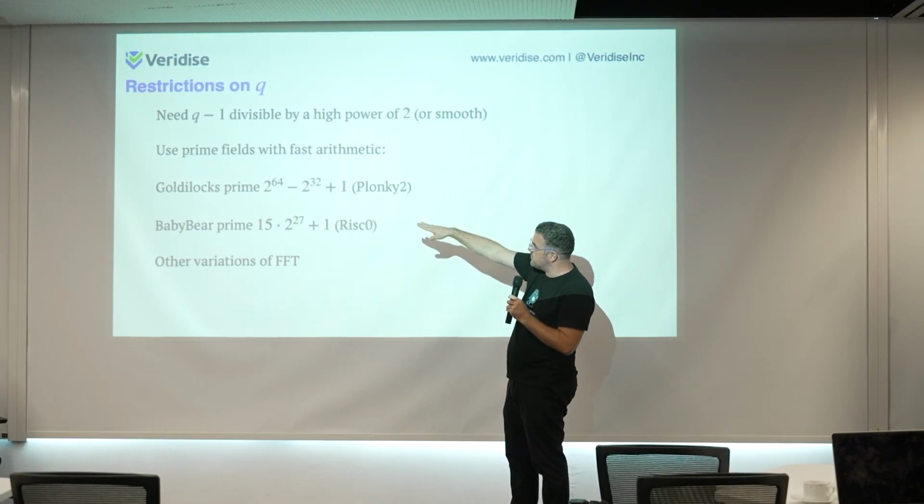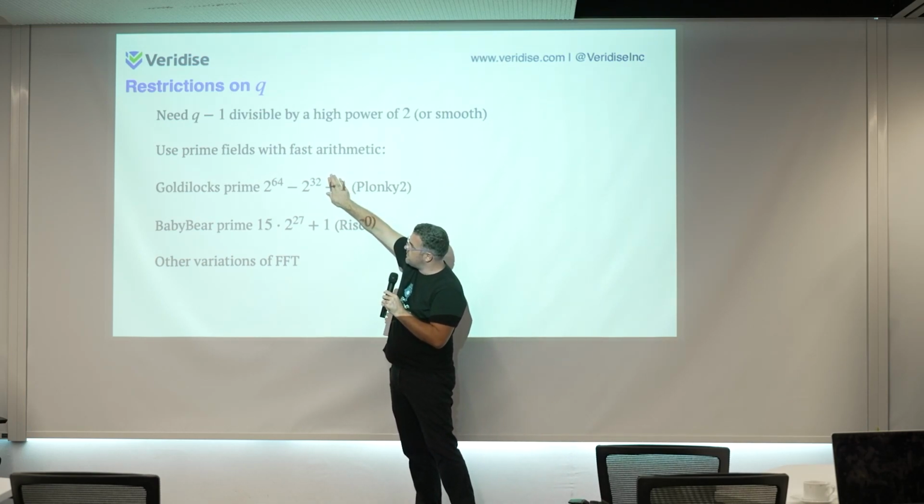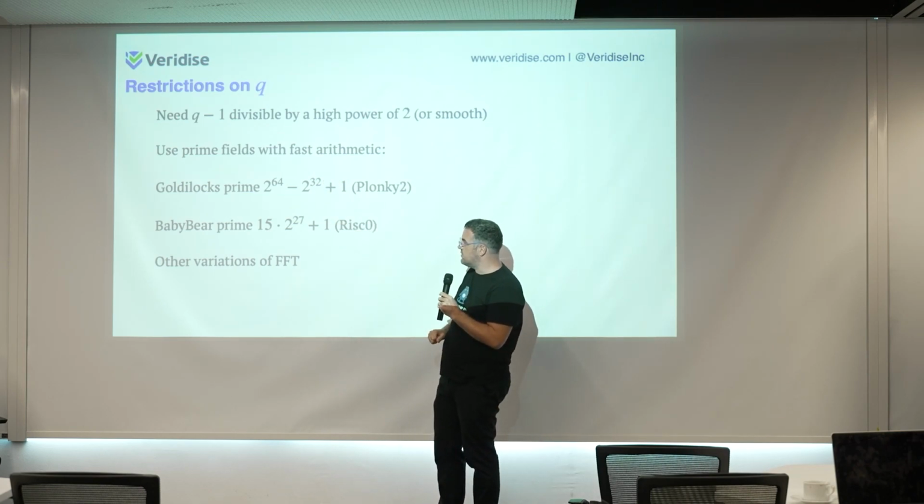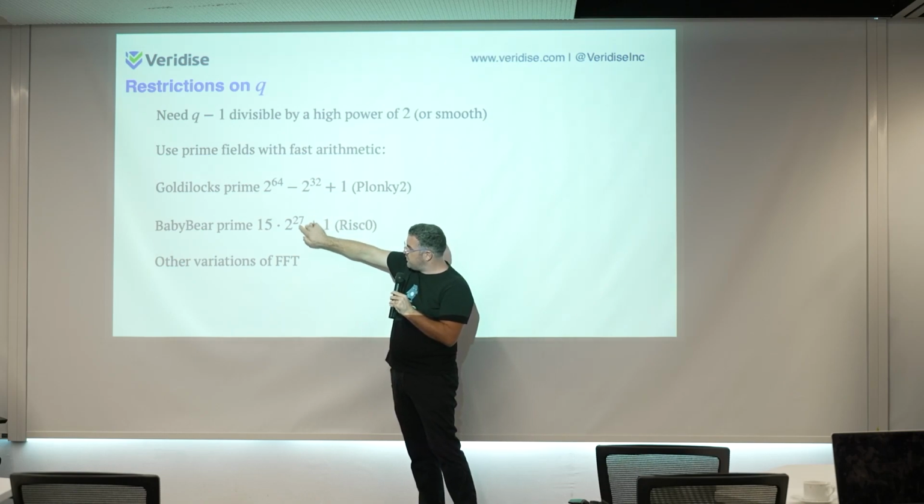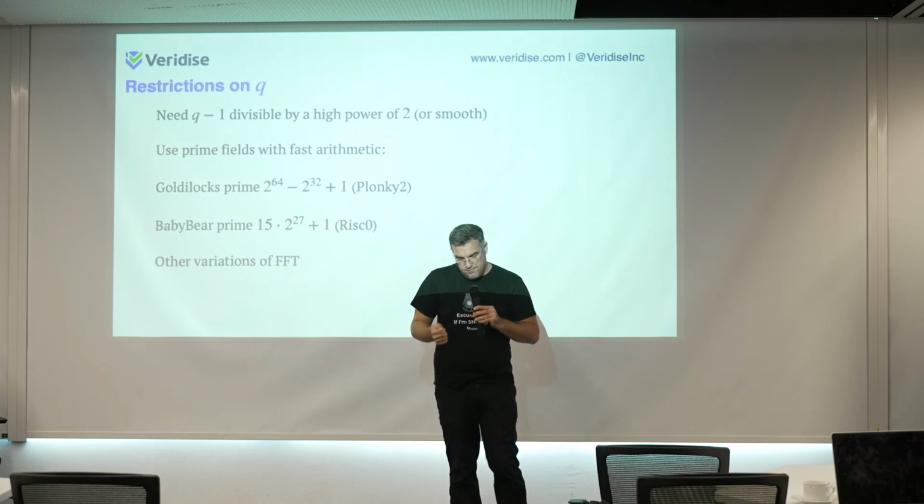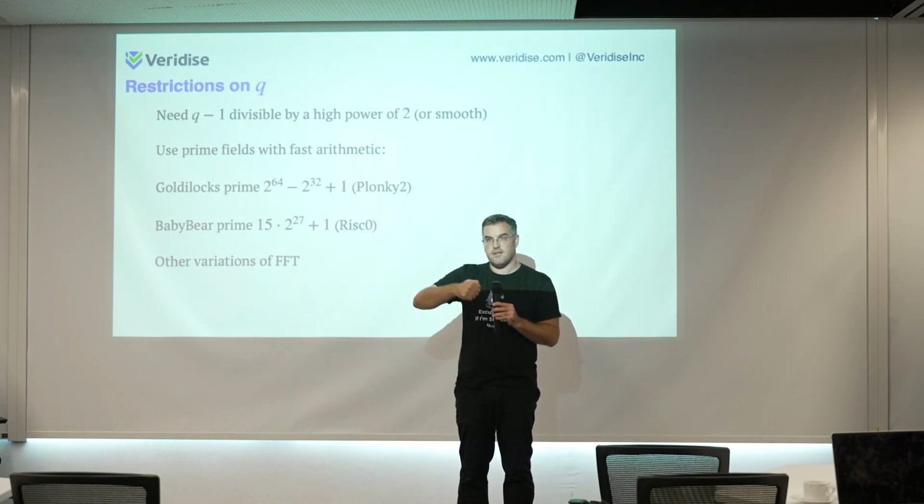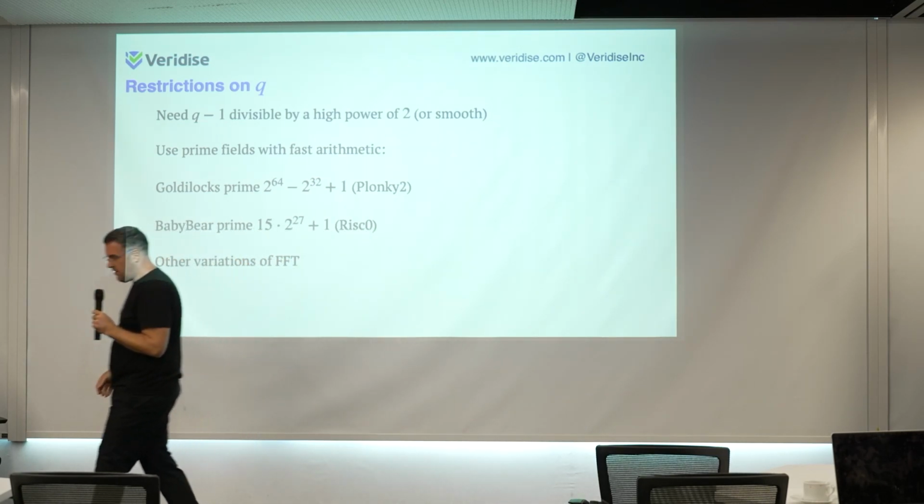So Plonky2 uses what's known as the Goldilocks prime. If you look at p minus 1, you get this term over here, which is divisible by 2 to the 32. Or RISC Zero uses BabyBear, where the power of 2 dividing p minus 1 is 27. But this kind of restricts where you can work. You might not want to work with these very particular primes. You might want to work with primes that offer you a better arithmetic.